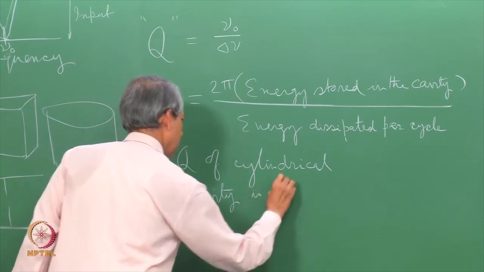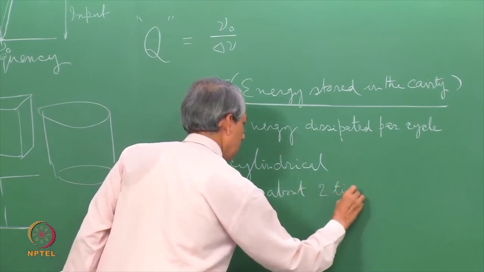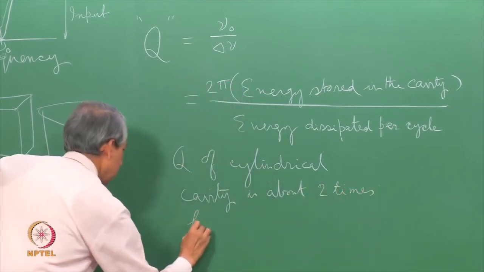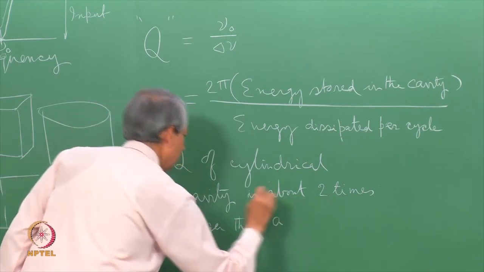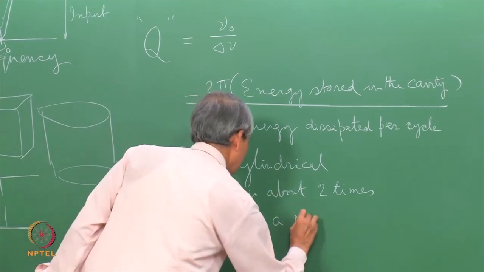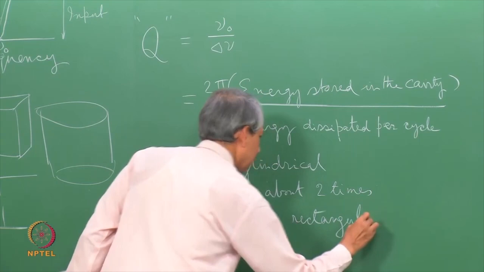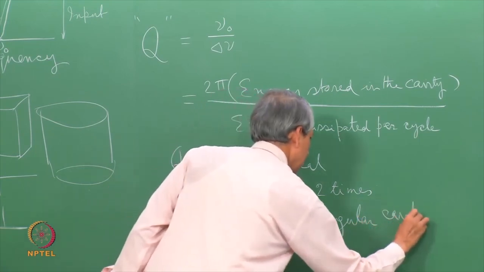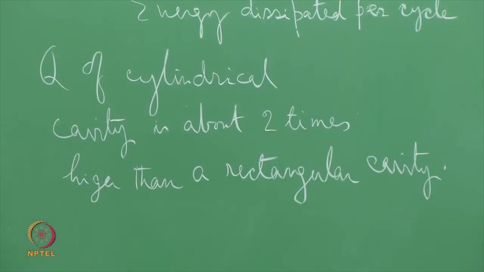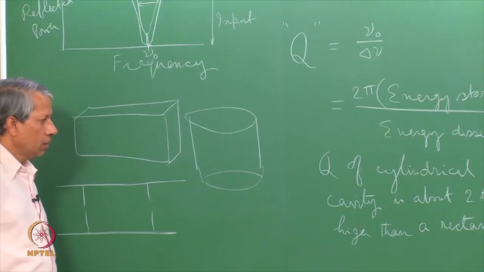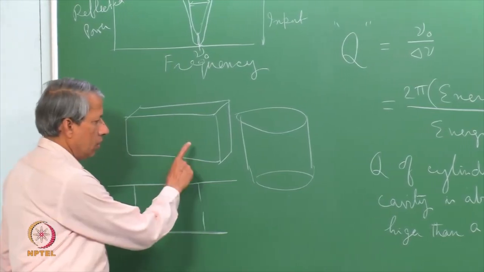A cylindrical cavity is about 2 times higher in Q than a rectangular cavity. So, the spectrometer that uses a cylindrical cavity will be about 2 times more sensitive than a spectrometer that uses a rectangular cavity.